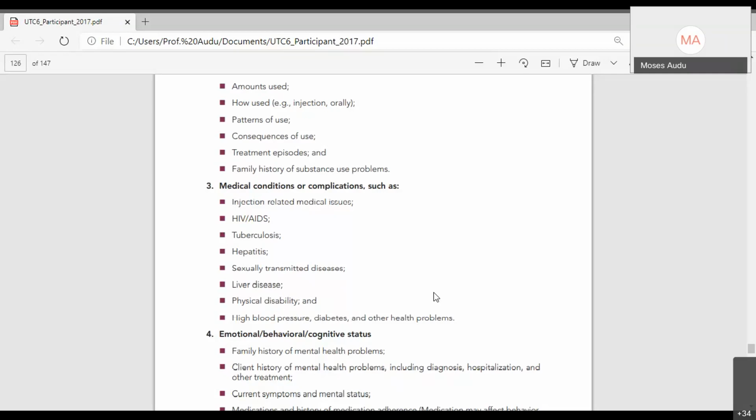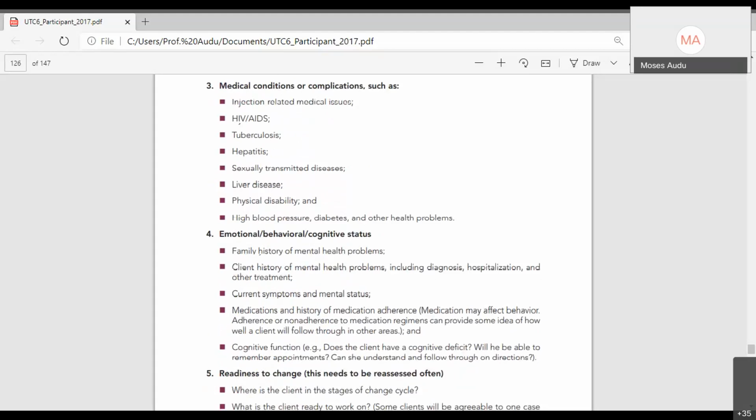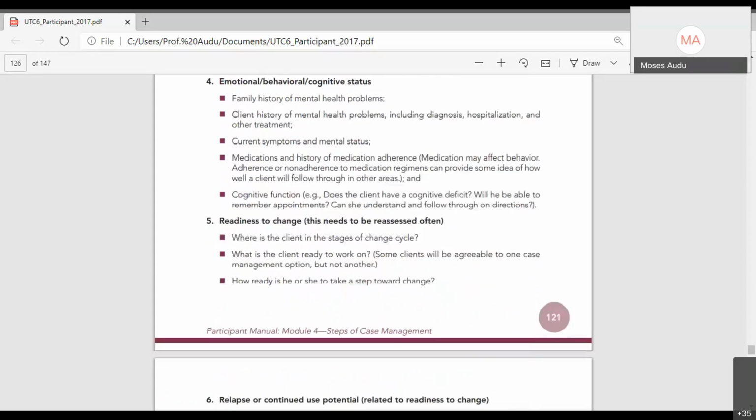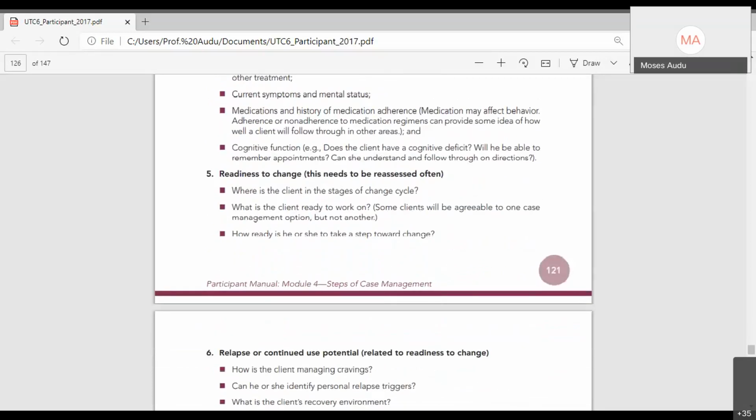Because most clients, when they come down with SUD, particularly if they're dependent, you find that other co-occurring disorders complicate the SUDs. And it's more so when they're in middle age and not old age. Then you find a lot of co-occurring disorders that you need to actually treat. And then emotional and behavioral or even cognitive status, you have to look into it. Family history of mental health problems and the history of mental health problems, including diagnosis, hospitalization. We did that in the earlier session, so I don't want to address so much on that. Then readiness to change.